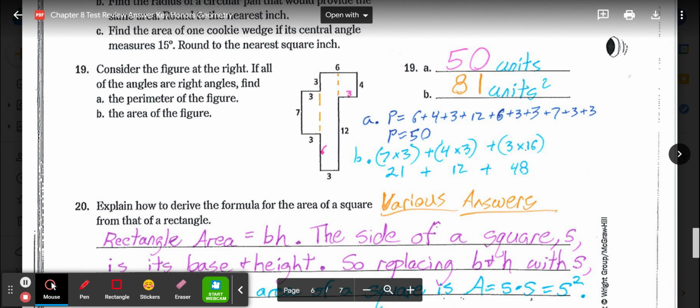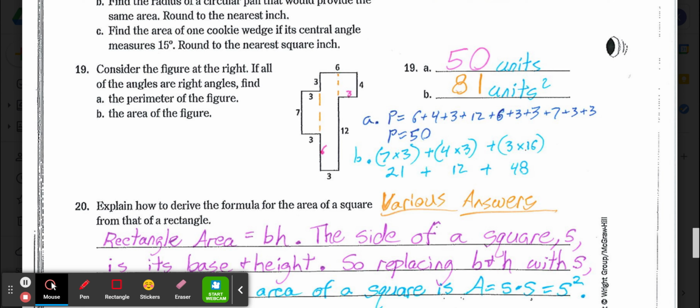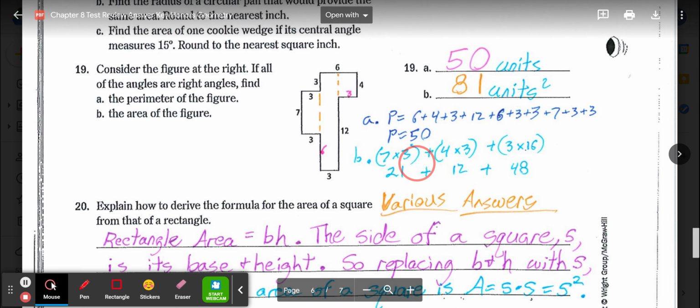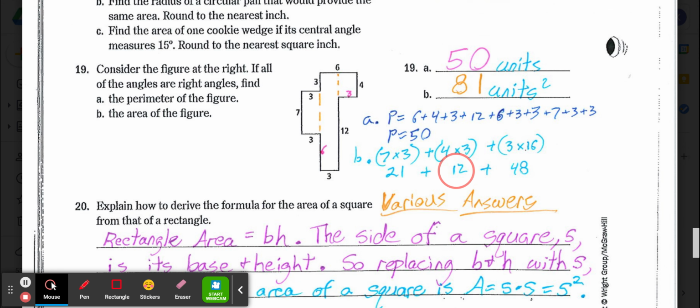So now to do the perimeter, I add up all the exterior, which you can see here, and the perimeter is 50 units. Now for the area, I'm going to cut it, as you can see by the orange dashes, into 3 different rectangles. Rectangle on the left here is 7 by 3. Rectangle up here is 4 by 3, and the long one in the middle would be 3 by 16. So 7 by 3 is 21, 4 by 3 is 12, 3 by 16 is 48. Add those together, and we get an area of 81 square units.